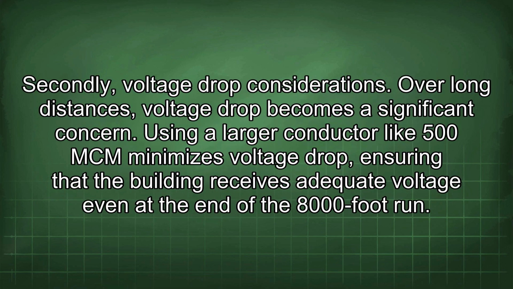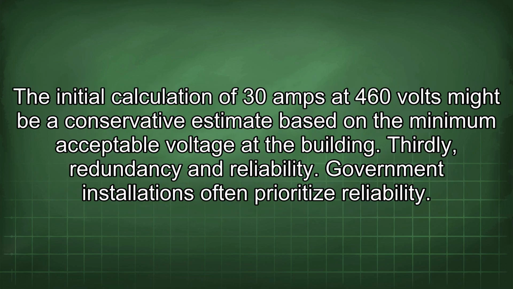Secondly, voltage drop considerations. Over long distances, voltage drop becomes a significant concern. Using a larger conductor like 500 MCM minimizes voltage drop, ensuring that the building receives adequate voltage even at the end of the 8,000-foot run. The initial calculation of 30 amps at 460 volts might be a conservative estimate based on the minimum acceptable voltage at the building. Thirdly, redundancy and reliability.